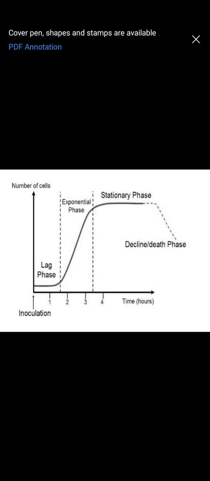Now moving on to the graphical representation. Looking at this graph, we will be studying the various stages of growth. I have told you the change in number of cells with respect to time is represented on a graph. On the x-axis we are going to show the time, and on the y-axis is the number of cells.